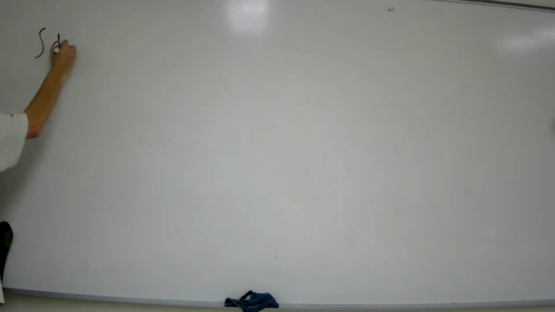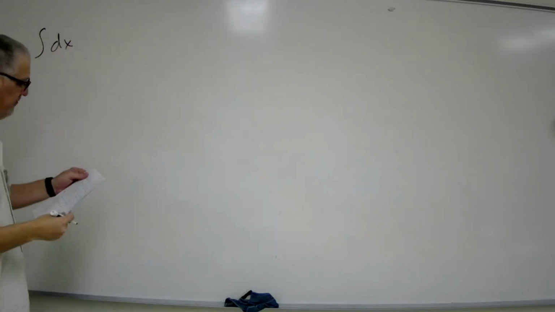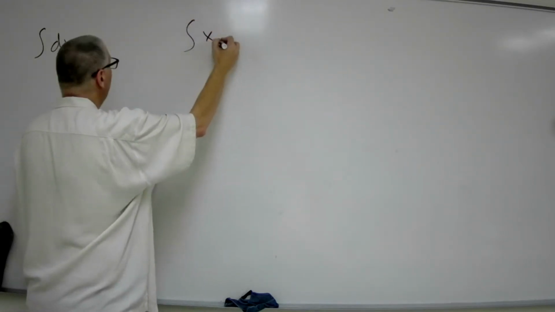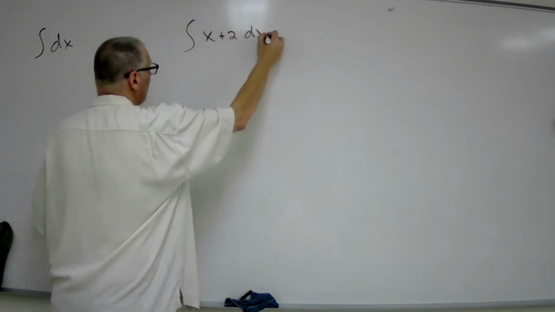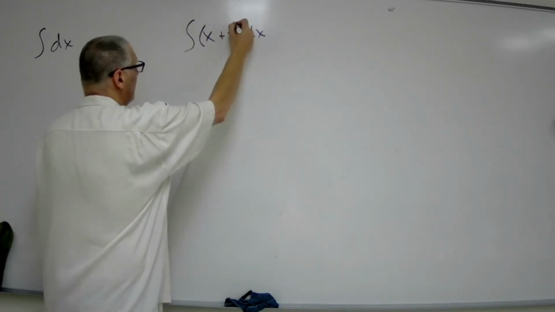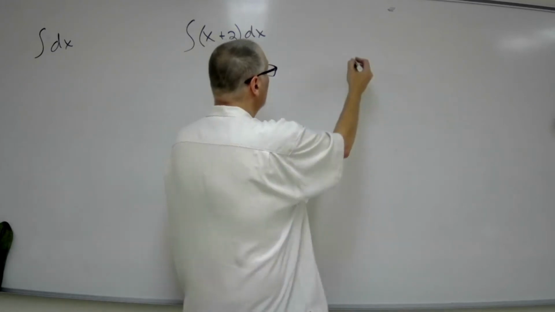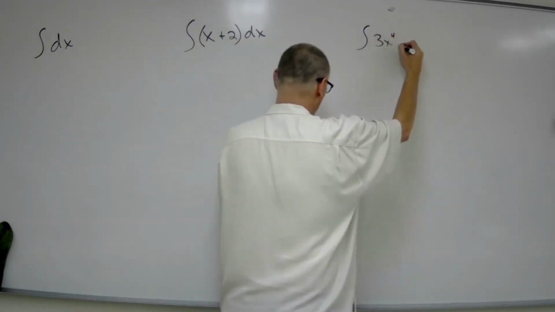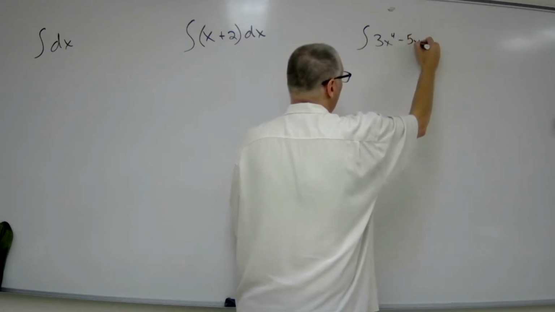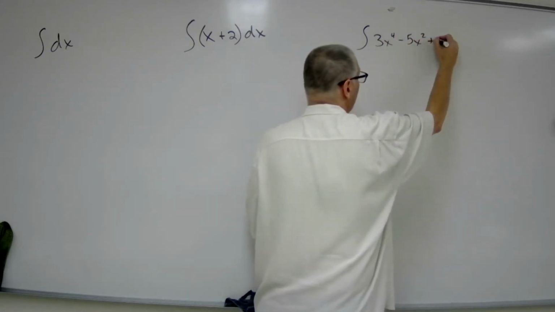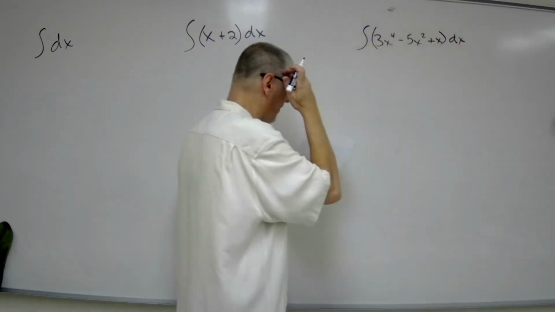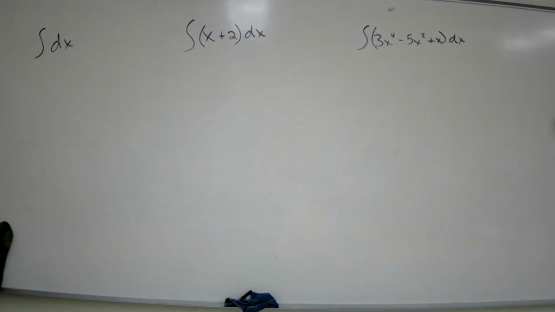Alright, so I want to do the integral of dx. I want to do the integral of x plus 2 dx. Then I'm going to do the integral of 3x to the 4th minus 5x squared plus x dx. And I'm going to show every step so you guys kind of get the feel for this.